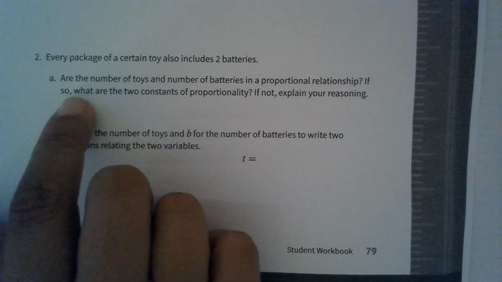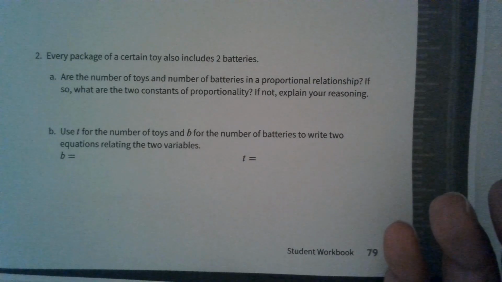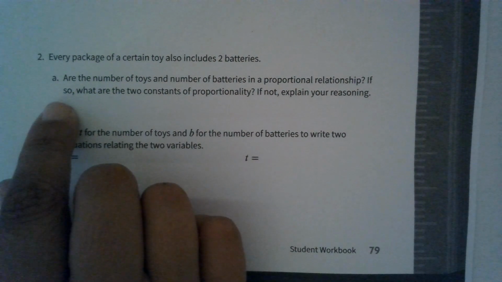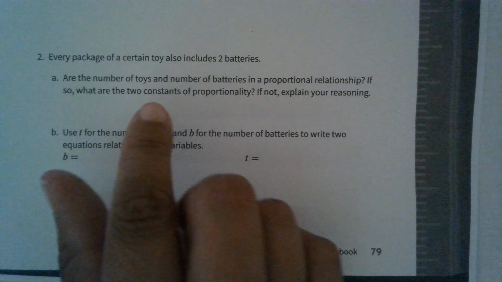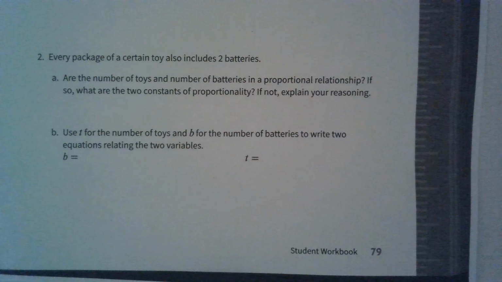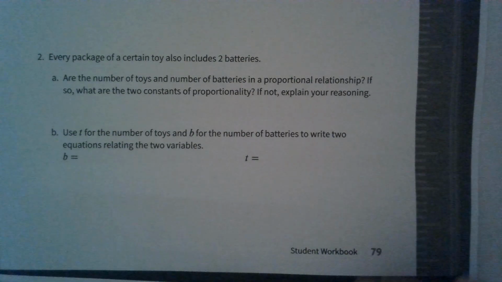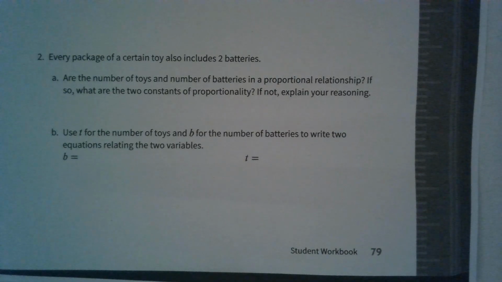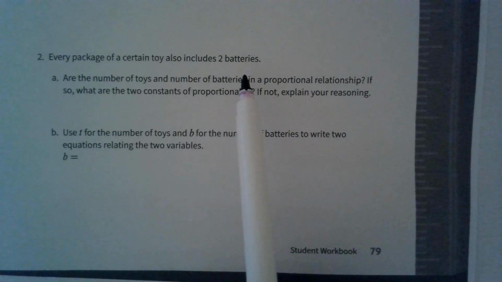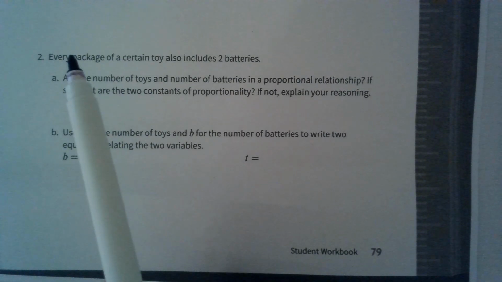All right. A, are the number of toys and the number of batteries in a proportional relationship? And they're saying if so, meaning if I'm saying yes, what are the 2 constants of proportionality? But if it's a no, you need to explain your reasoning. So, I need to read this carefully because the scenario in the beginning told us what it was. Every package of a certain toy includes 2 batteries. Keyword here is every. That's all packages so far, right?